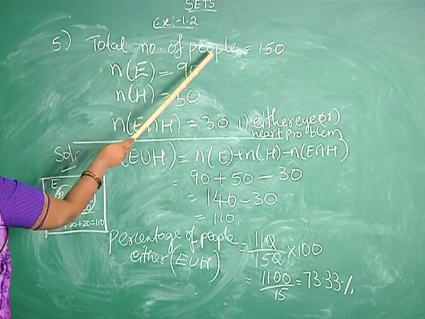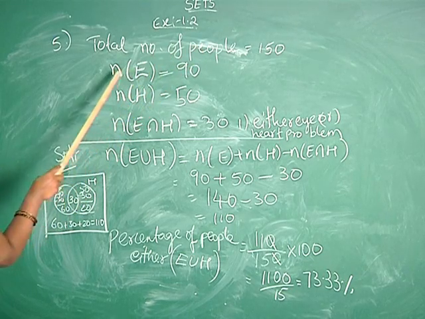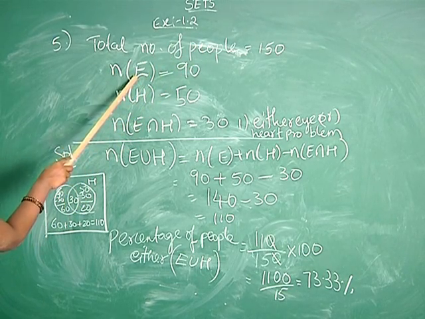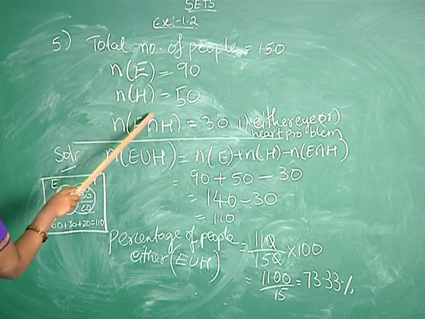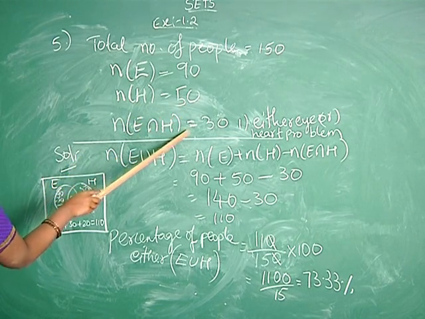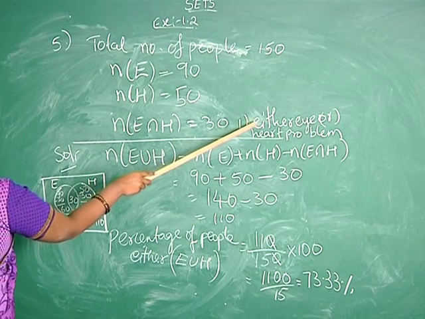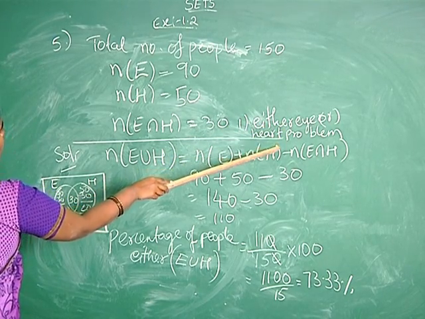In a survey of 150 people, the observed number of people having an eye problem is 90, the number of people having a heart problem is 50, and both eye and heart problems are 30. We need to calculate how many are having either an eye or a heart problem.